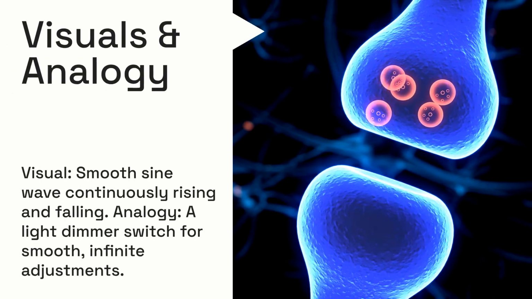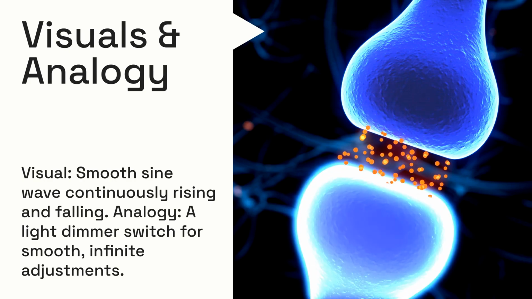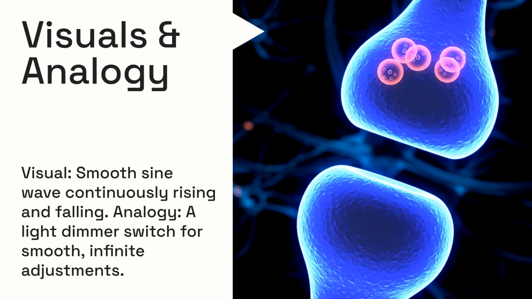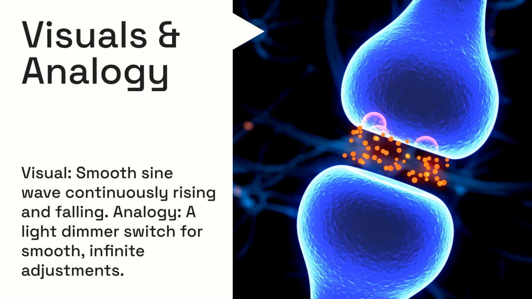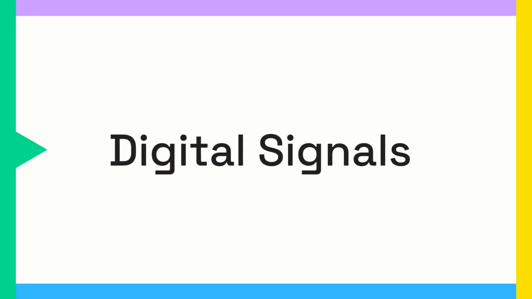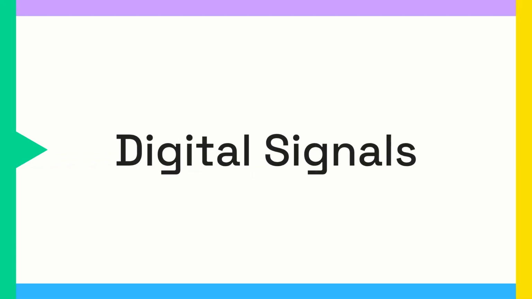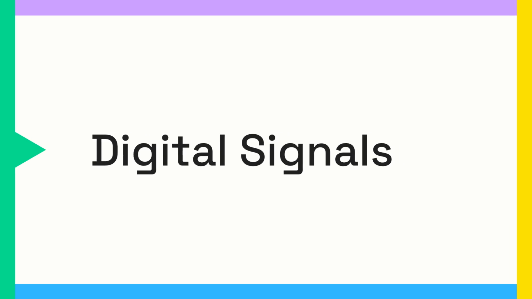Visually, an analog signal looks like a smooth sine wave. Think of a light dimmer switch, where you can smoothly adjust the brightness to any level, rather than just on or off. Next, let's explore digital signals, the backbone of modern data communication.